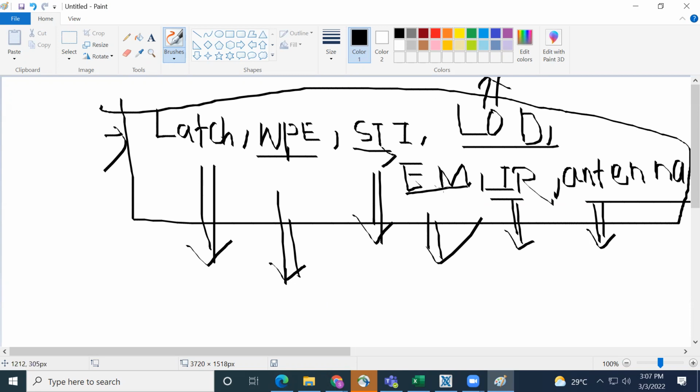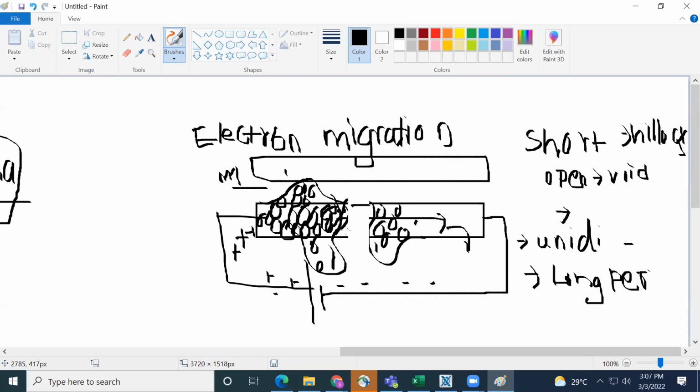Okay, I'm going first with EM, electromigration. E for electron migration, the movement of electrons. Where is it happening? Inside the metal. I'm just taking a metal one. You apply two points: unidirectional and a longer period of time. When you apply a voltage for a longer period of time, ions will be generated, and the ions will collide with the atoms. Due to the collision of ions with atoms, the atom structure will be changed.